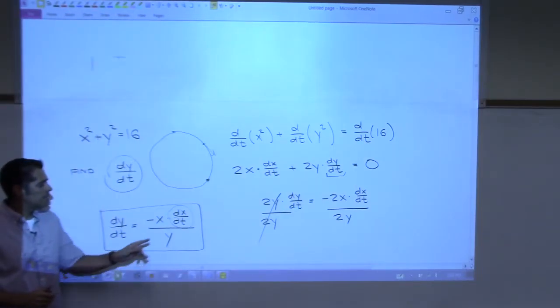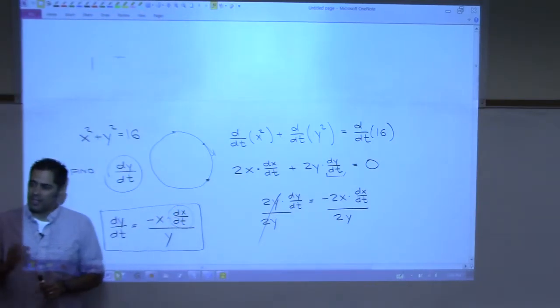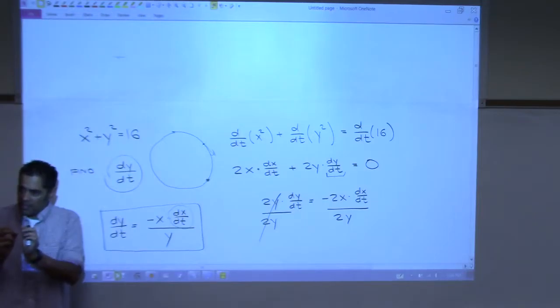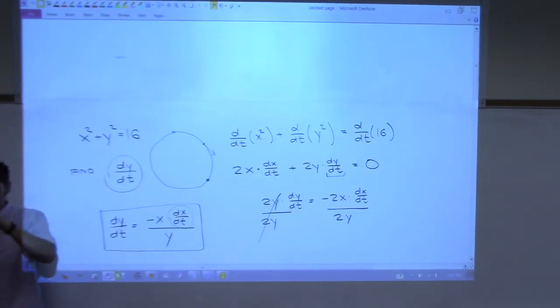No, because this is a derivative. So remember, derivative is an instantaneous rate of change, right? It's what's happening at an instant in time. And so as soon as you stop time, as soon as you stop it, derivative isn't there anymore.